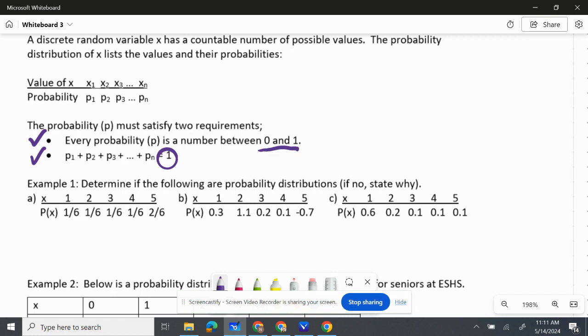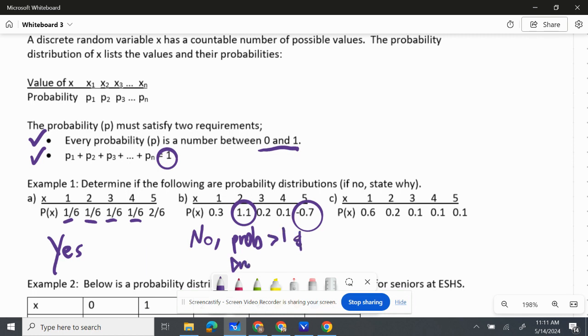So for the first one, we see all the probabilities are in between 0 and 1. And then if we add them up, 1, 2, 3, 4, 5, 6, it'd be 6 out of 6, which is 1. So yes, it meets both the criteria. For the second one, automatically we see one probability over 1. We see one probability under 0. So the answer is no. We have a probability that is over 1, and we have a probability that is under 0.